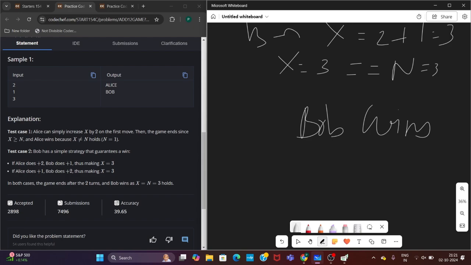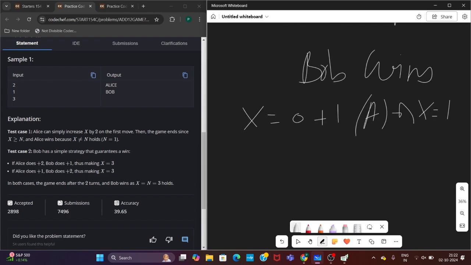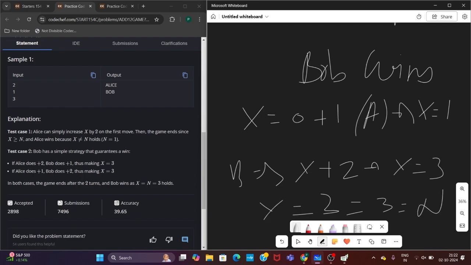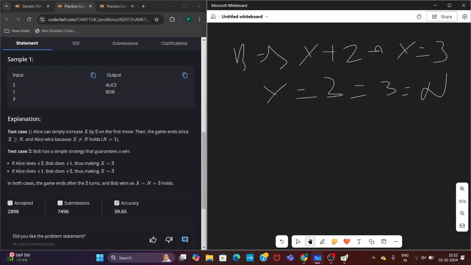But let's see the other condition. Alice can increment the number by either 1 or 2. If Alice increases x by 1, x will now be 1. And if Bob increments x by 2, x will be 1 plus 2, which is 3. So in this case also x equals 3, which is n only.